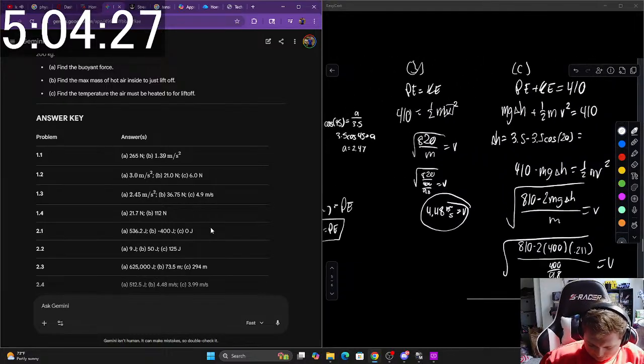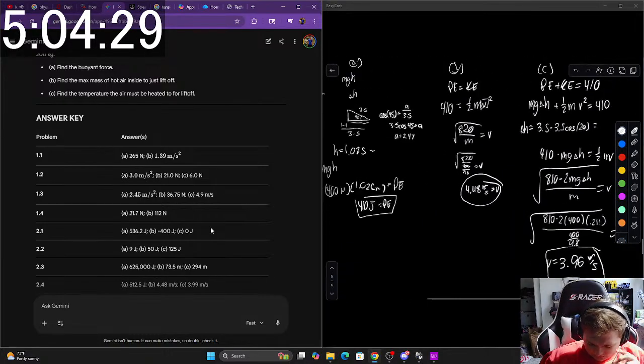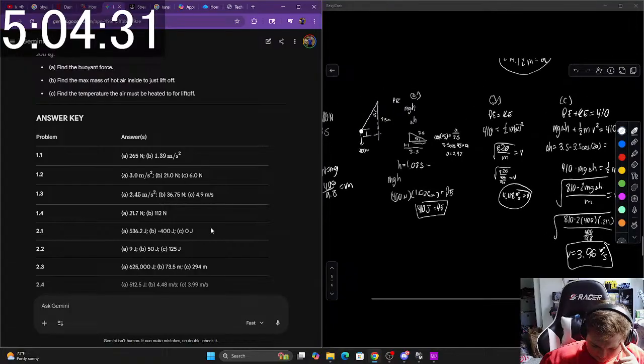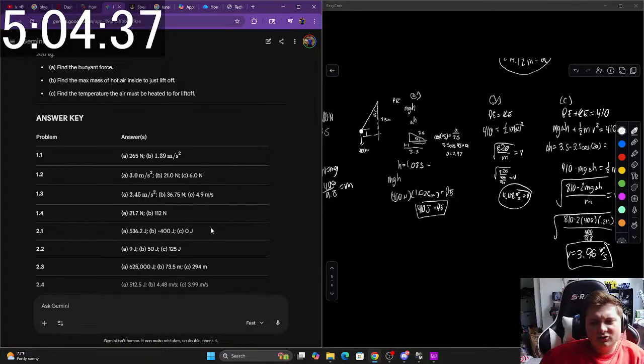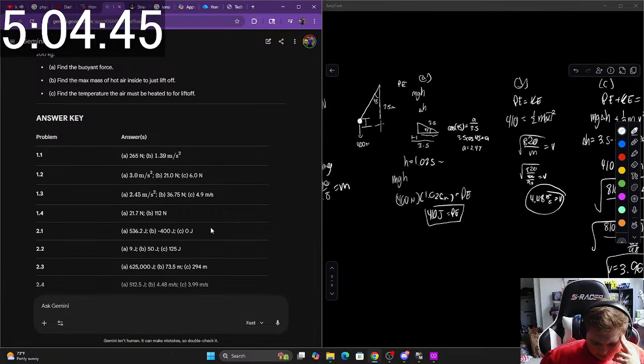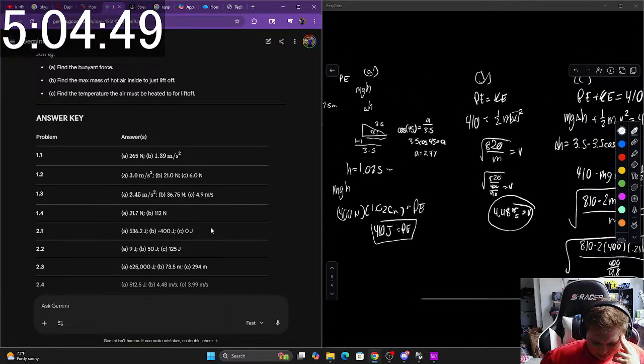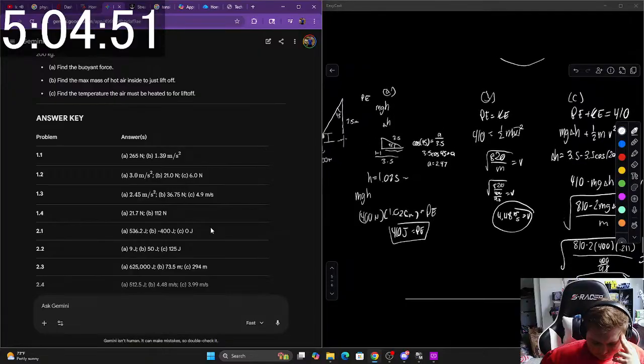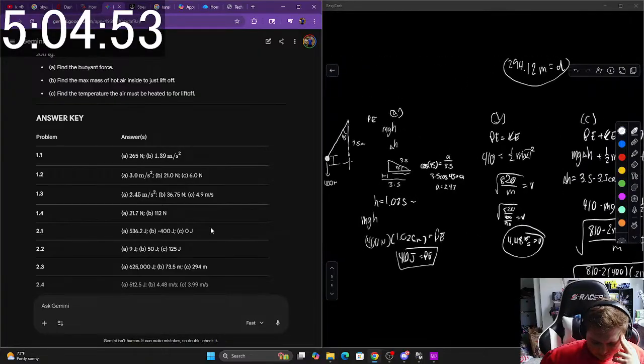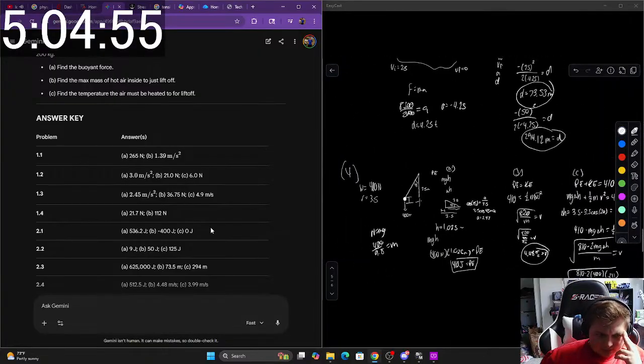Is that weird? That's really weird. We would need the right potential energy value in order to get the correct velocity. So if it's 512.5, that's 100 off. It's kind of weird.